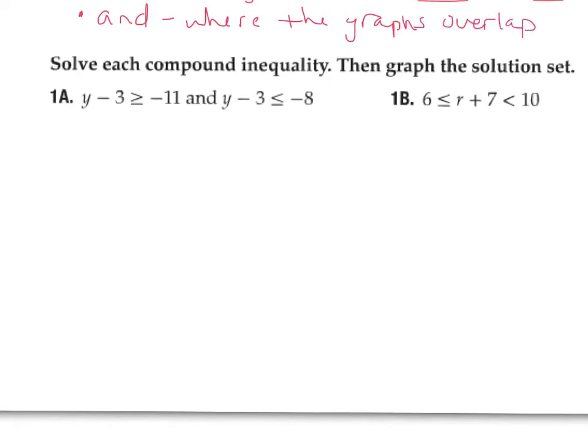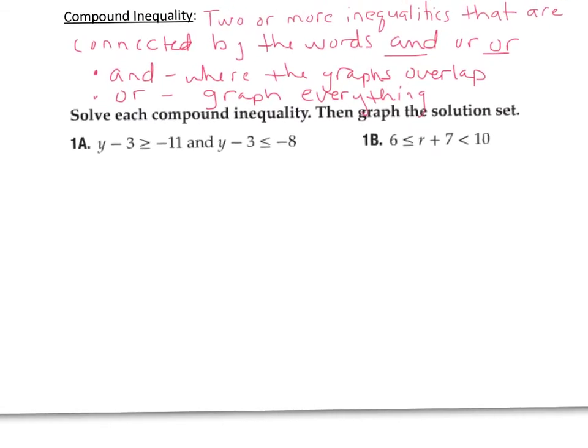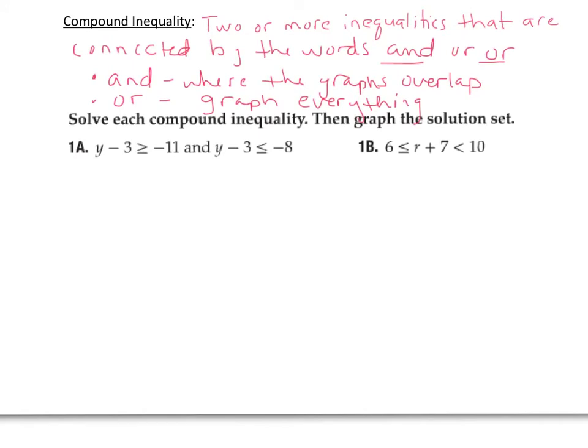Okay? And the word "or" will be when I just graph everything and I'm not too worried about what's going on. I'm just going to graph everything. Okay? All right, so just kind of review here a little bit with you. We have two or more inequalities that are connected by the words "and" and "or." If I have an "and" statement, I'm going to find out where do those graphs overlap. If I have an "or" statement, I'm just going to graph everything.